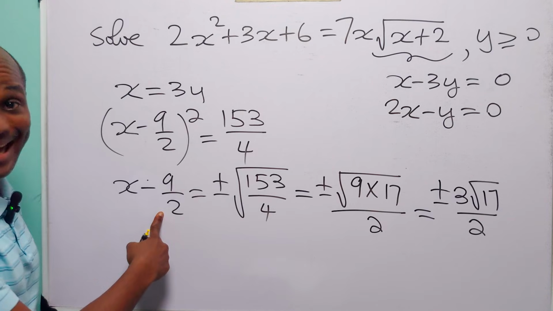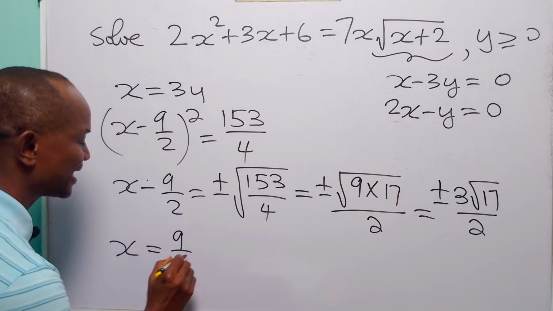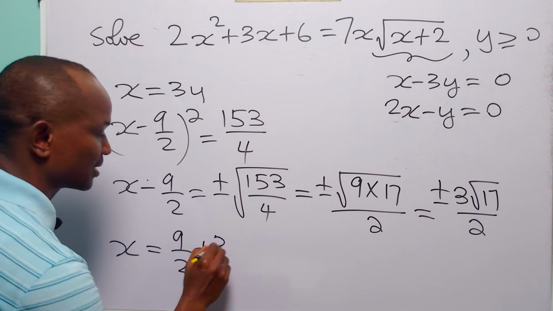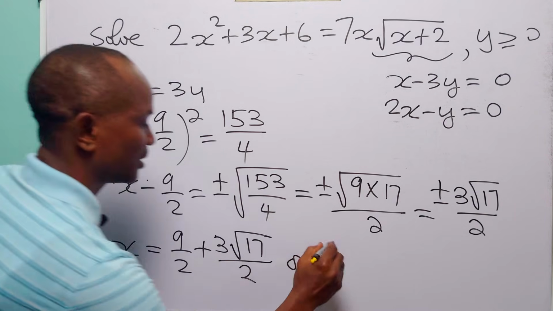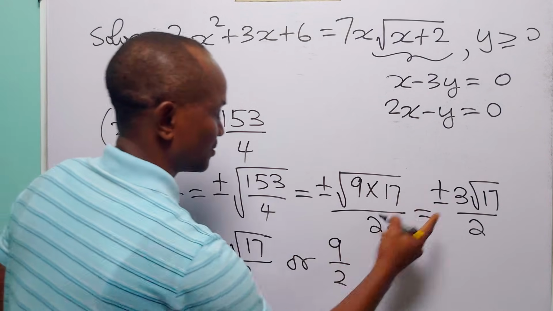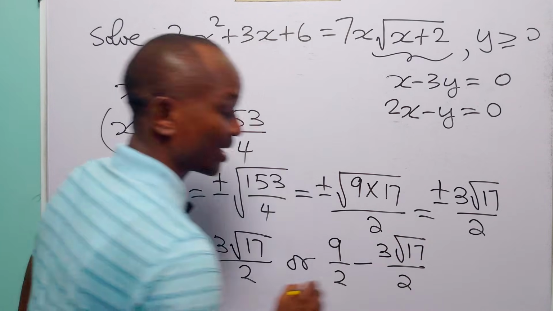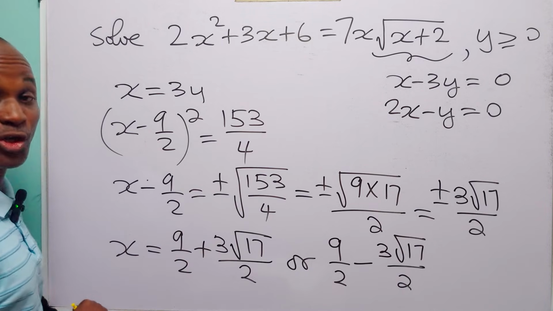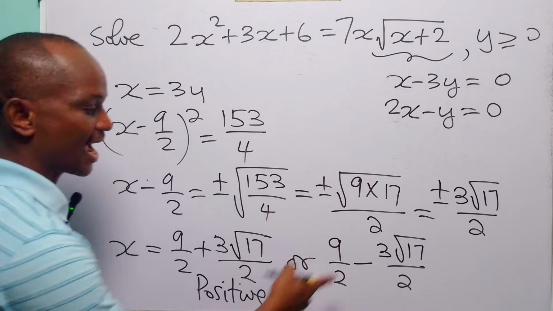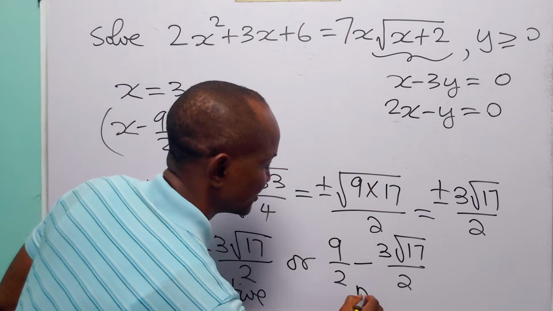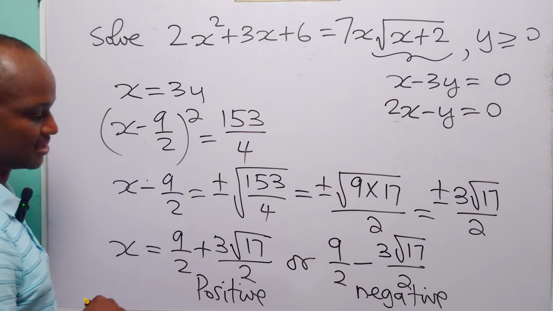Now, when we add 9 over 2 to both sides of this equation, we have that x is equal to 9 over 2 plus 3 root 17 over 2, or 9 over 2 minus 3 root 17 over 2. Now, this value of x is positive, and this value of x is negative, because this is greater than that.